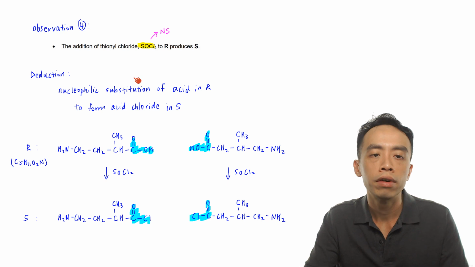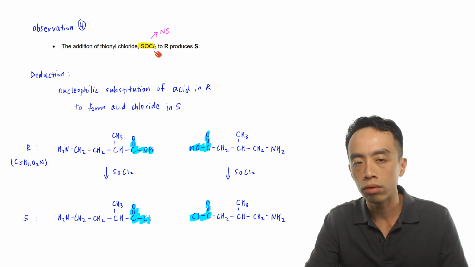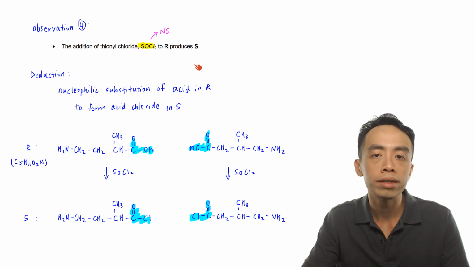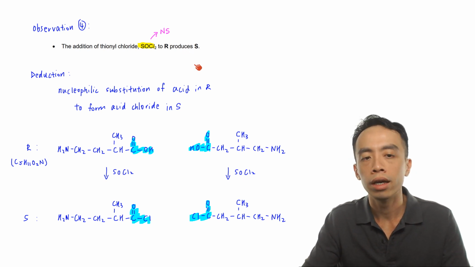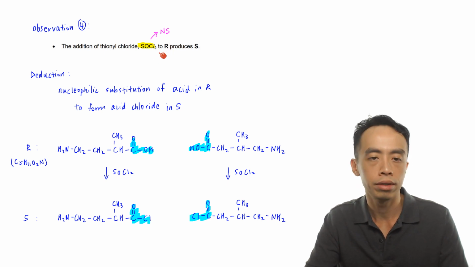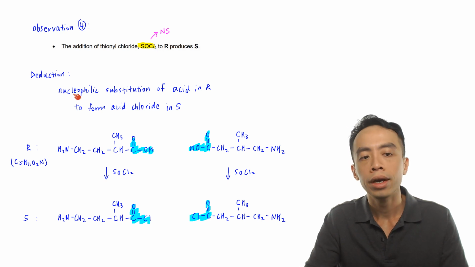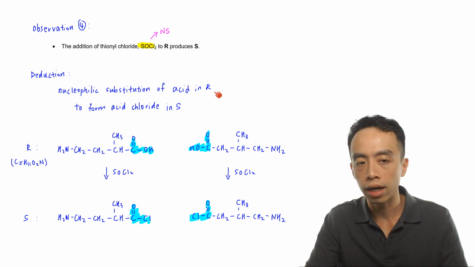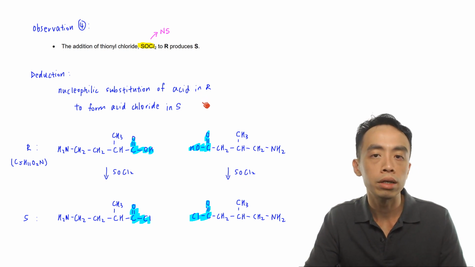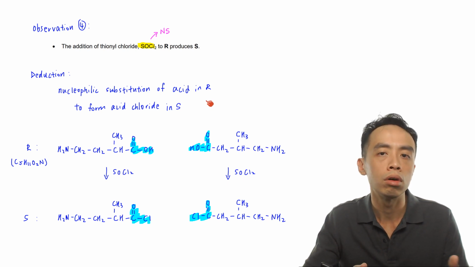Now the addition of thionyl chloride, SOCl2, to R will produce S. I know that there's an acid functional group in R, and carboxylic acids can react with SOCl2 to form acid chlorides, and this is considered a nucleophilic substitution reaction. So I can have a nucleophilic substitution of the acid in R to form an acid chloride in S. So the deduction is fairly easy. If I already know what R is, then the subsequent deductions become more like a confirmation test. It becomes a lot more straightforward.